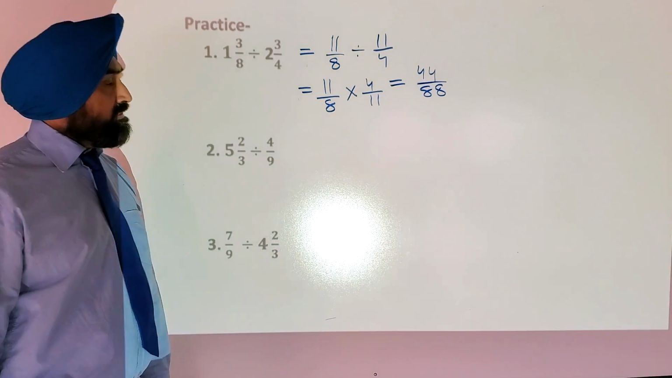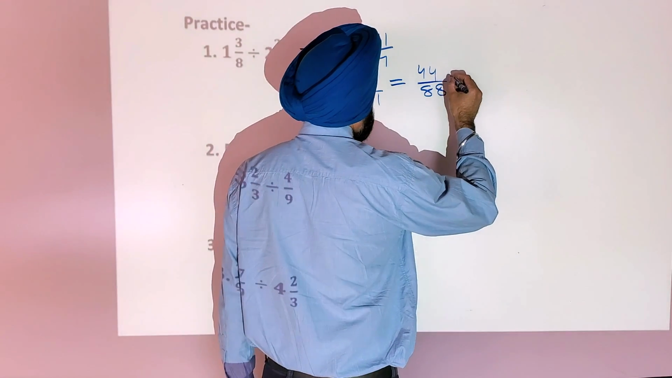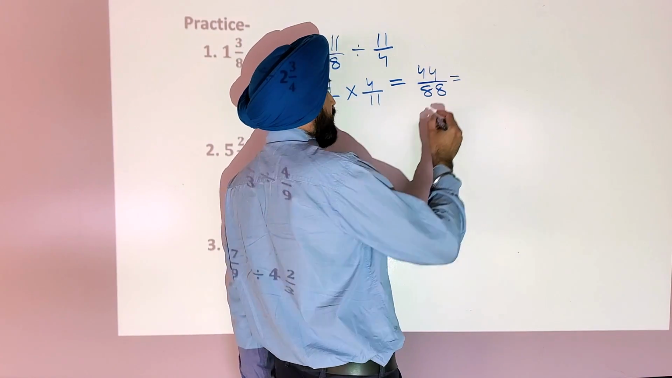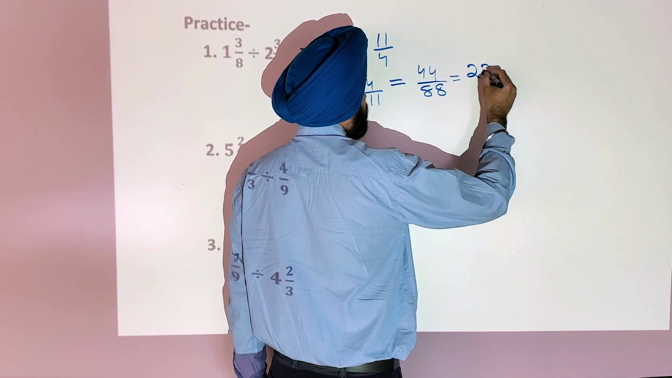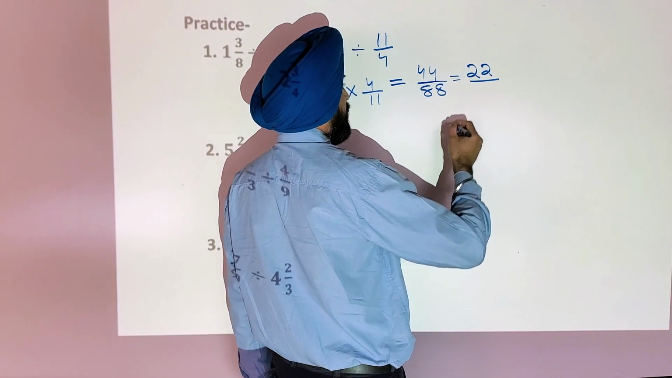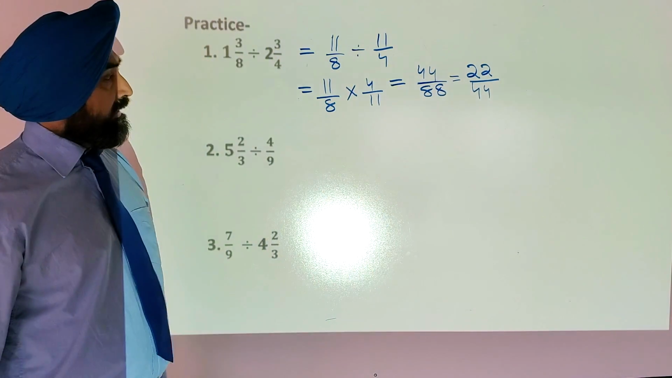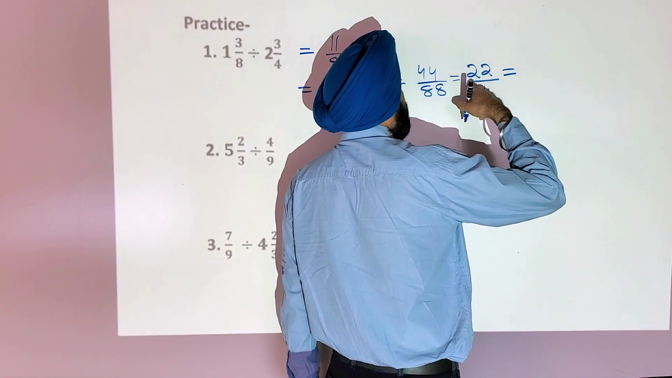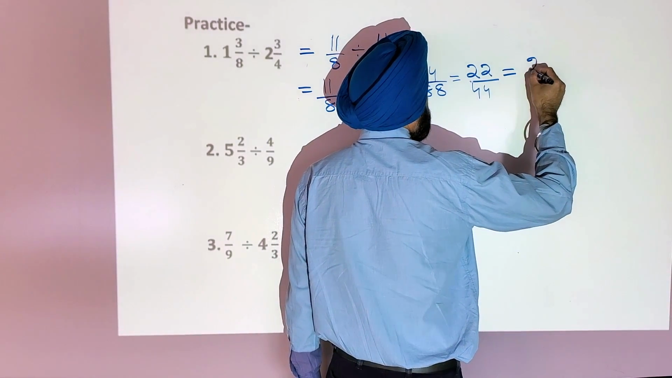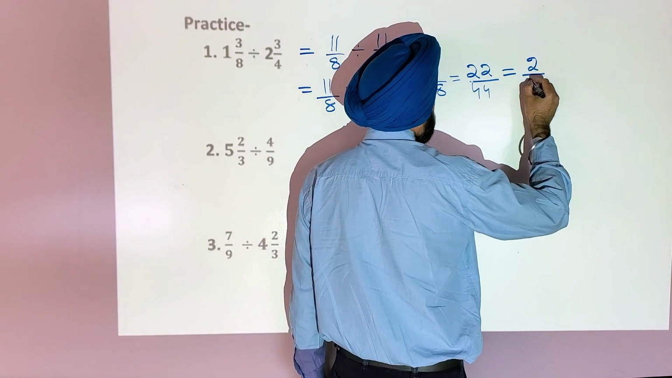Now check, is it possible to reduce? Yes, we can reduce it. Both can be divided by 2, right? 44 divided by 2 is 22. 88 divided by 2 is 44. You can divide by 11. If you divide 22 by 11, you get 2, and then 44 divided by 11 is 4.